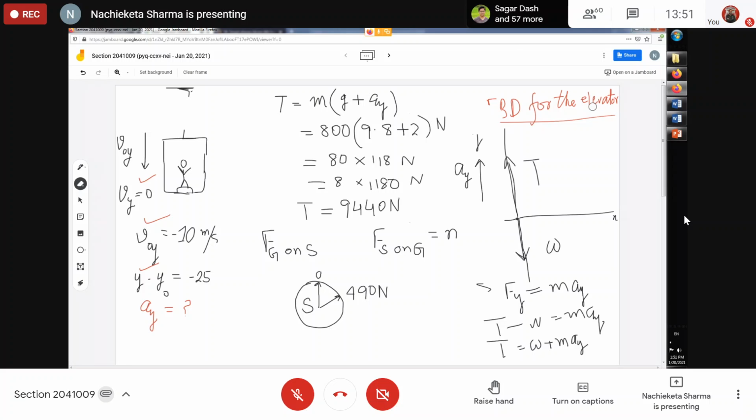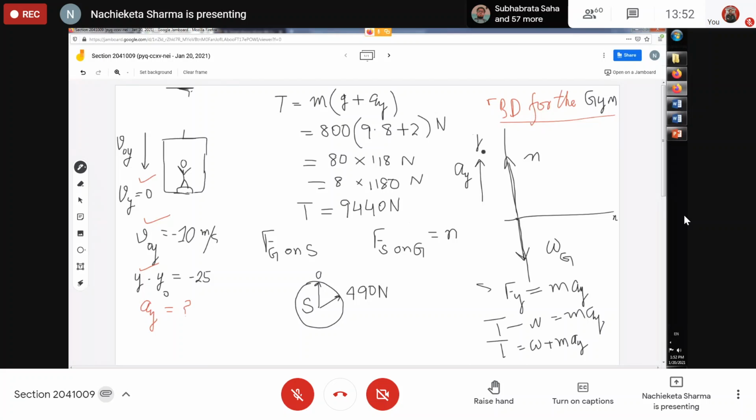So I will draw the free body diagram for the woman, because now the gymnast is important for me. Now the gymnast is standing on the weighing machine, isn't it? So the Earth will attract the gymnast. So this is the weight of the gymnast, and there is a normal force, because now the gymnast is standing on the weighing machine. A normal force is acting upwards. So this is my N.